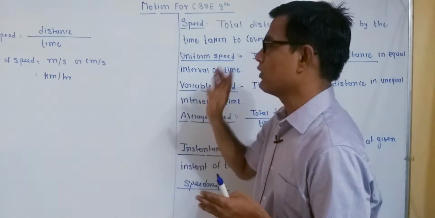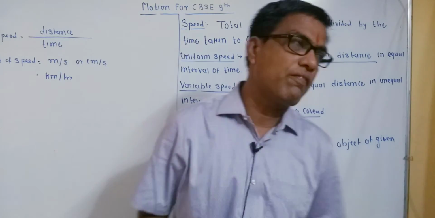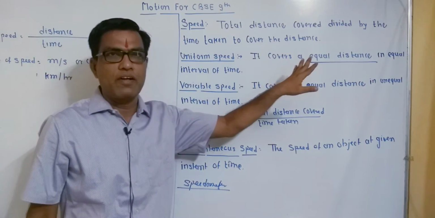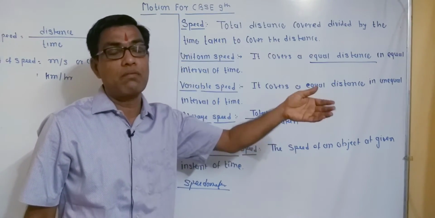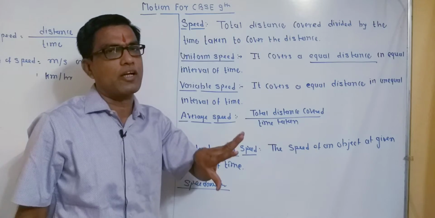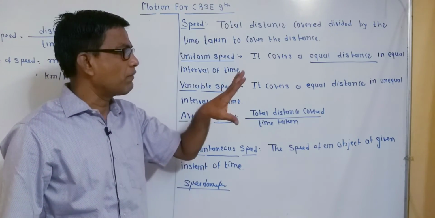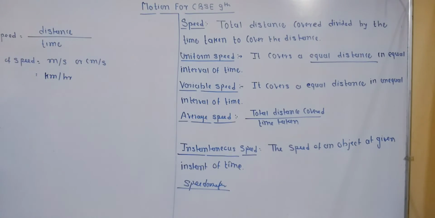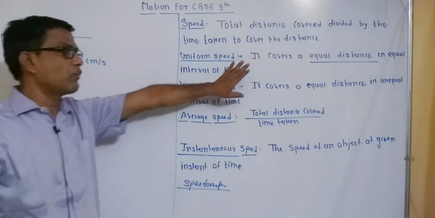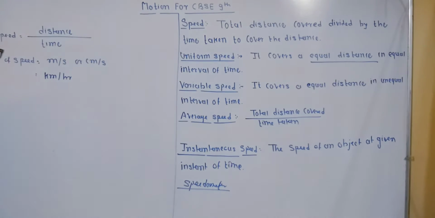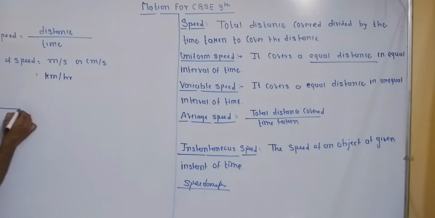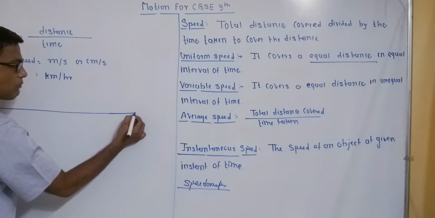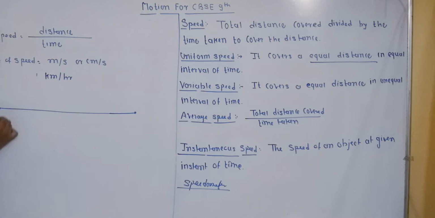Speed is equal to distance upon time, that is, total distance covered in the total time interval. Simply, speed is equal to distance upon time. Uniform speed, we define the uniform speed. Listen. Uniform means एक जैसा, continuous. The speed of the object remains the same throughout the motion.